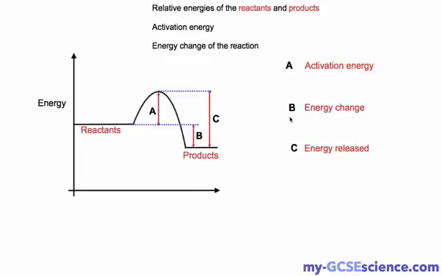You may have seen part B written down or identified to you as delta H. That's not really required for this exam. If you put this down in the exam you would get the mark, but your teacher may have spoken about that, and that's how it fits in to this diagram.